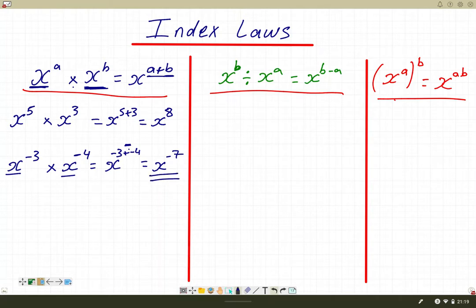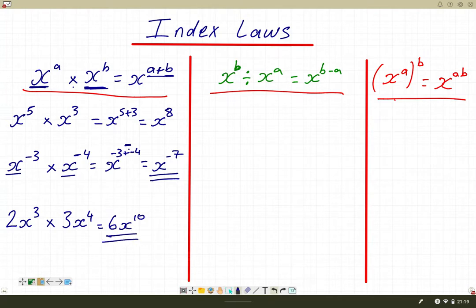Okay, sometimes you might get a question with a couple of numbers, so you might have 2x cubed times 3x to the power of 4. For this question, multiply the numbers, add the powers, so you get 6x to the power of 10. Okay, moving on to the next law.